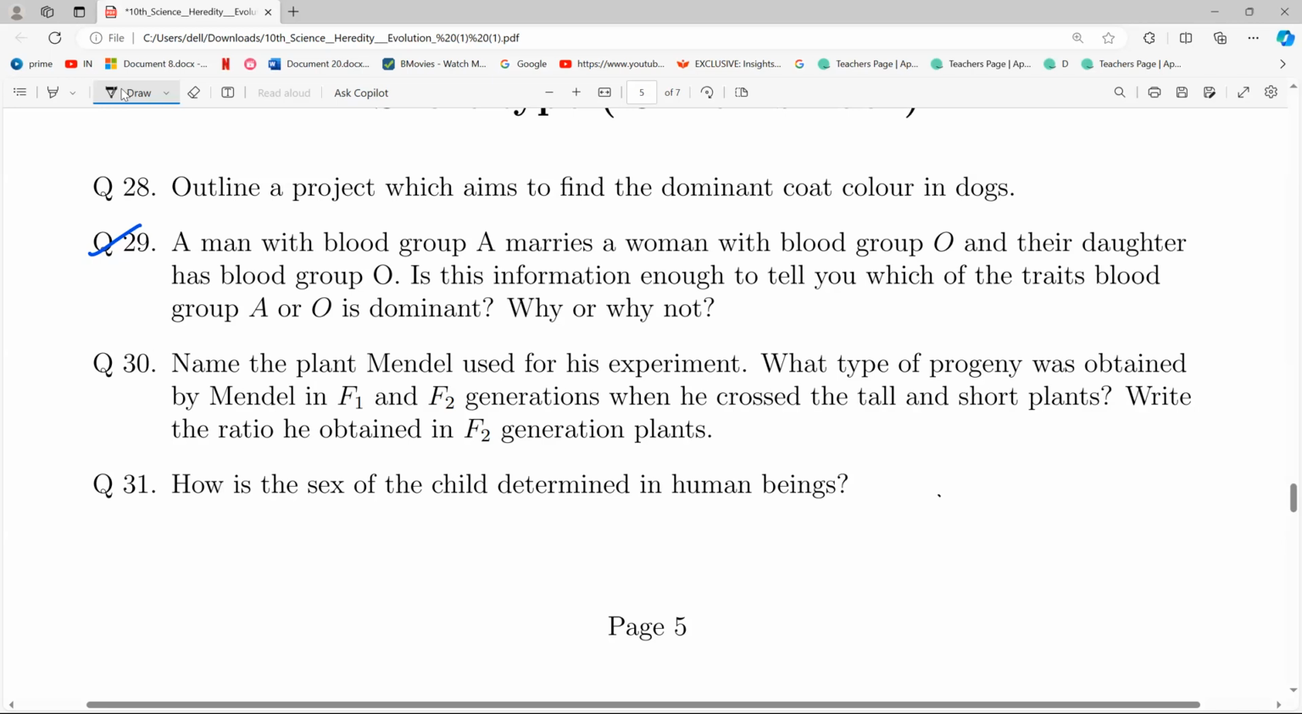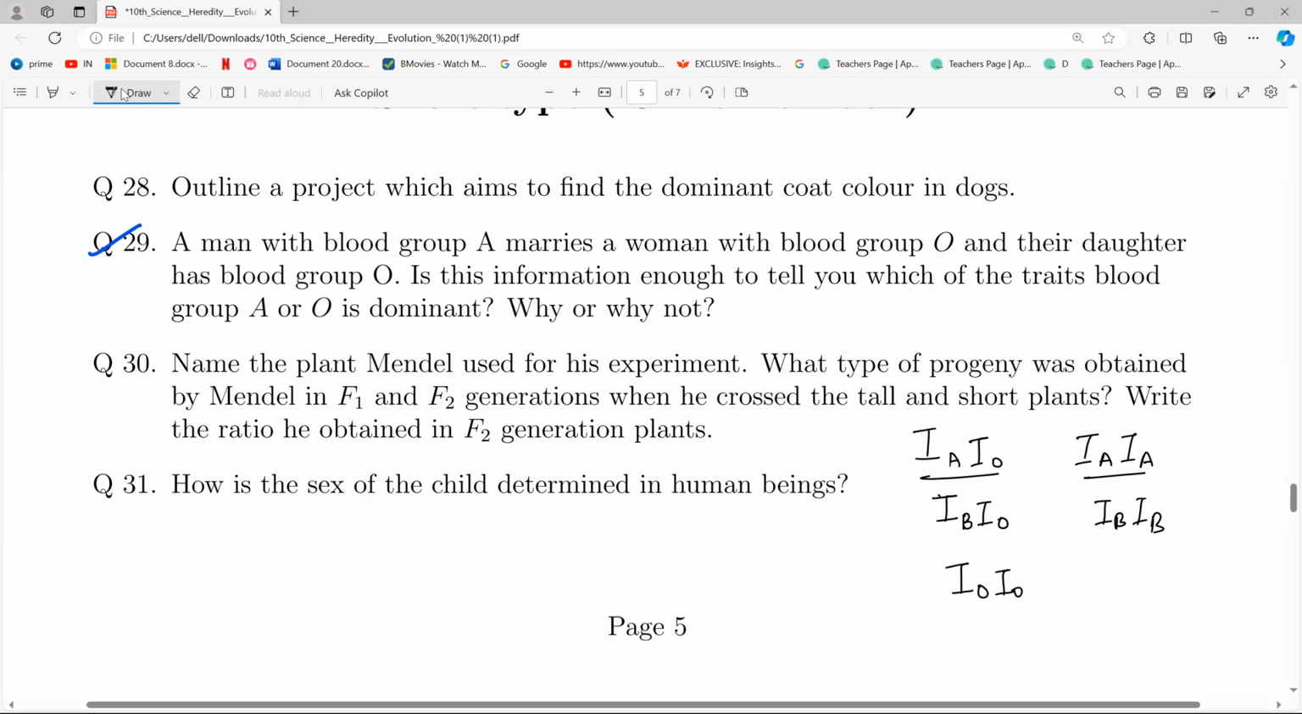Because we know that if we are just going to have, for example, blood group A has IA and IO, and it can also be IA and IA. So this is heterozygous and this is homozygous. Likewise, blood group B can be IB, IO, and IB, IB. But O blood group is always IO, IO.